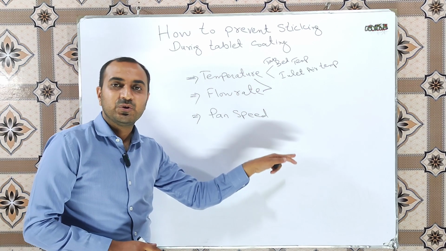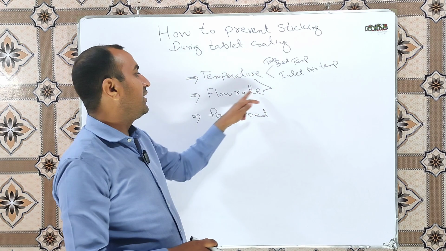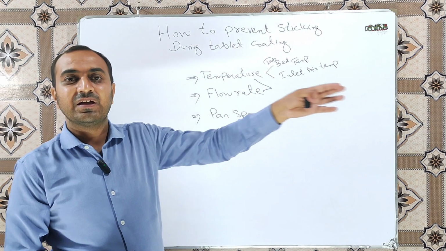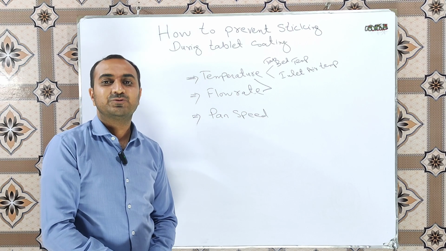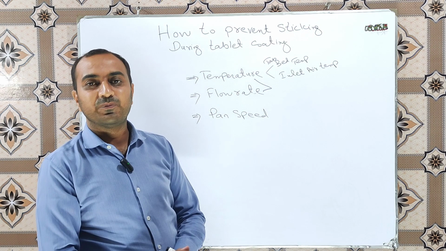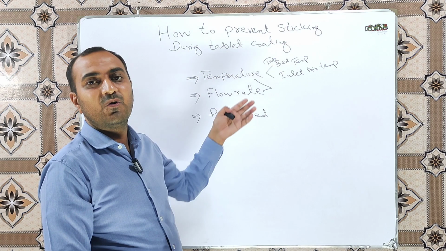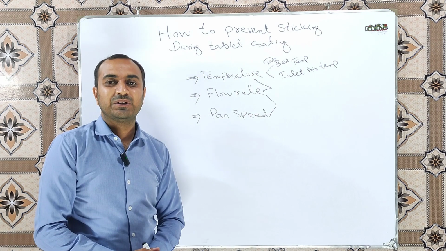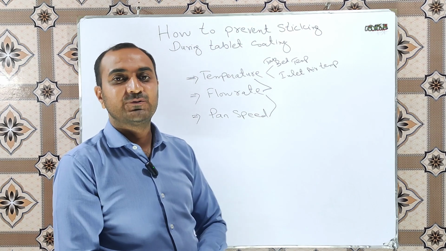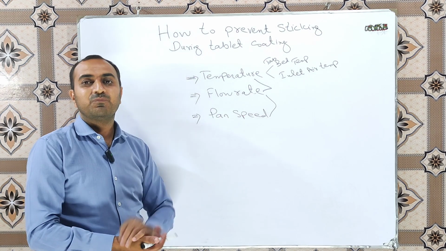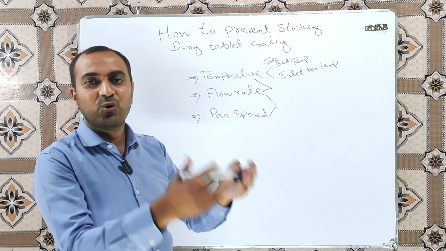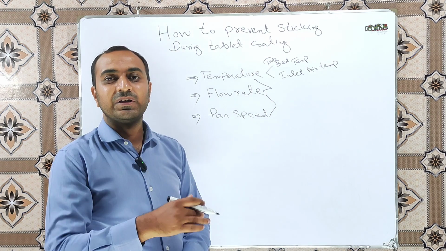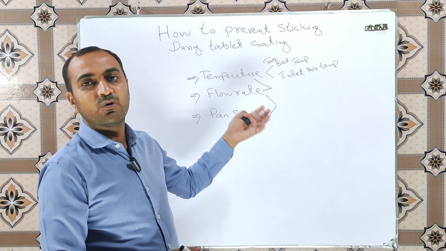When the temperature is reduced, the flow rate must also be reduced, and whenever you increase the temperature, in the same way the flow rate will also be increased. Otherwise you will observe the defect of weight loss or coating material loss. So the third point is the pan speed. Your pan speed must also be in sync with the flow rate. If you are increasing your flow rate but you are not increasing the pan speed, each tablet will receive a higher amount of the coating solution.